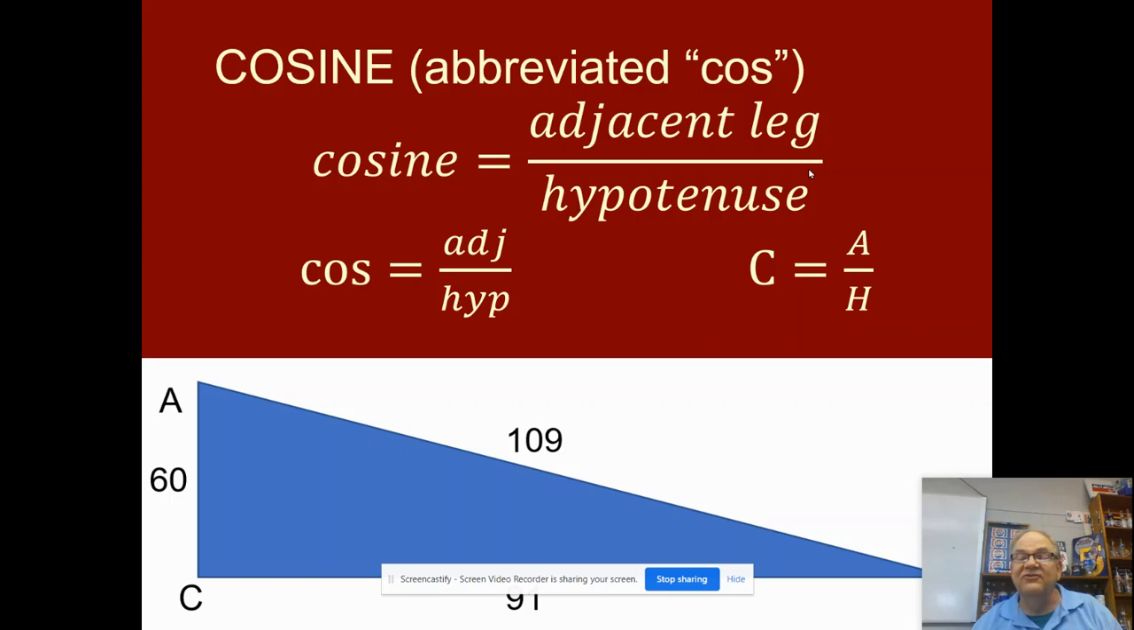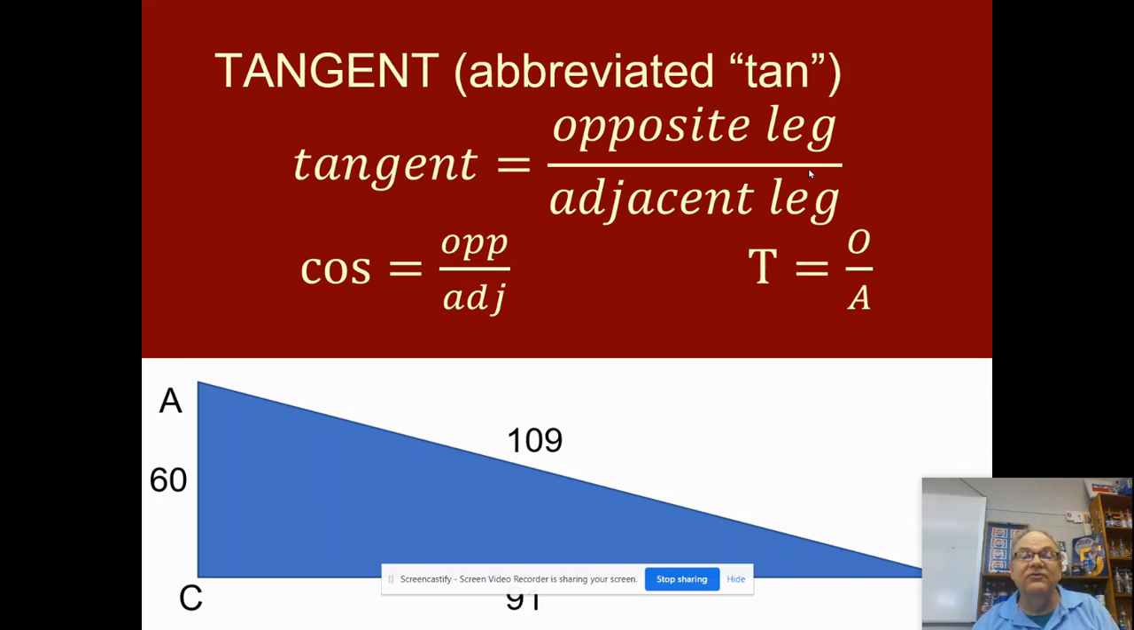Something you might notice is the sine of one angle is the same as the cosine of the other angle. That will always be true. Cosine: adjacent over hypotenuse. The third of the trig functions is the tangent. And tangent is abbreviated tan. It's the opposite leg over the adjacent leg.